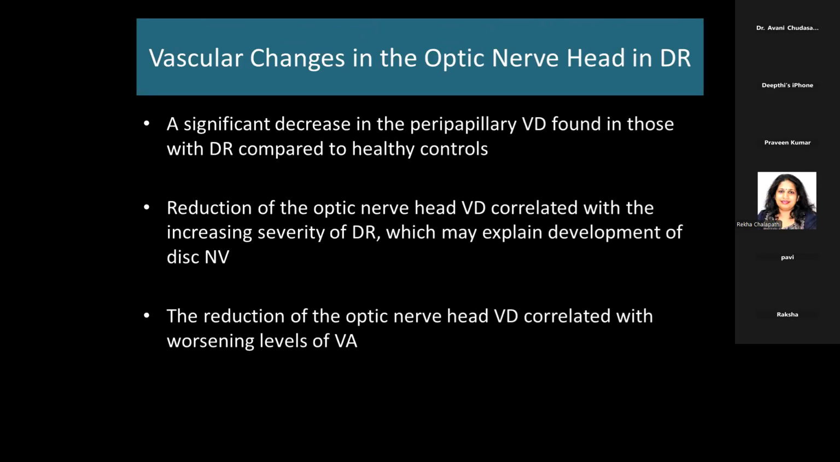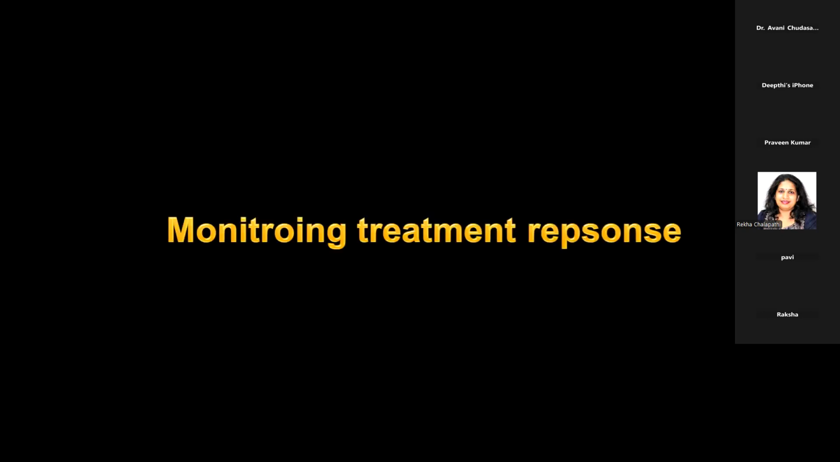So reduction of the optic nerve vessel density tends to correlate with the worsening of levels of visual acuity as well as the development of neovascularization on the disc. Another important use of OCTA is monitoring the treatment response. Let me show you some of the examples.